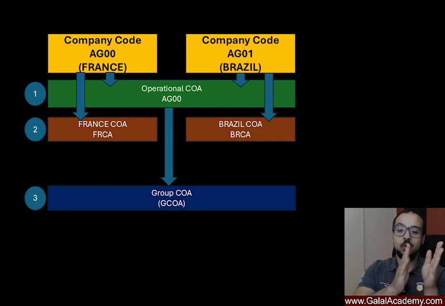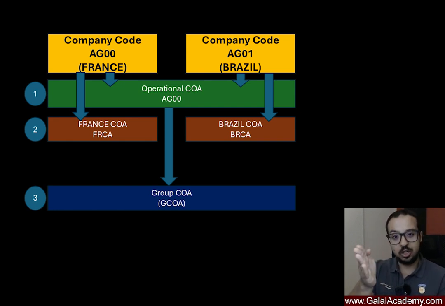In Brazil, you would have the same thing. In all the different countries, you would have local needs for a specific chart of account that matches the tax regulations and so on. So in this case, you have to assign a local chart of account to your company code. And this is something we can do also in SAP. So first we have our operational chart of account that we assign to the company code. And then we also have the local chart of account that we can assign to the company code.